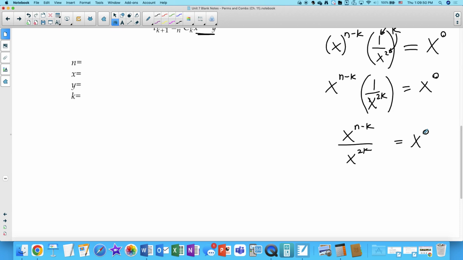Okay, so to simplify this, this is just the quotient law. When you're dividing two powers with the same base, we can just subtract their exponents. So this will be x to the n minus k minus 2k equals x to the 0.